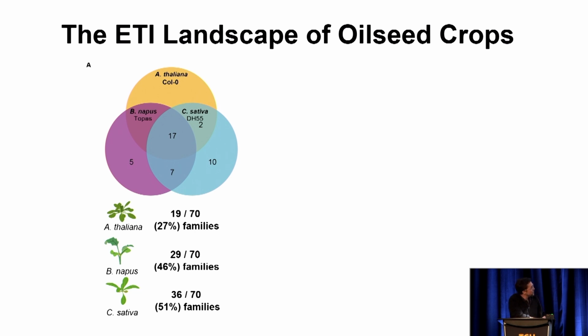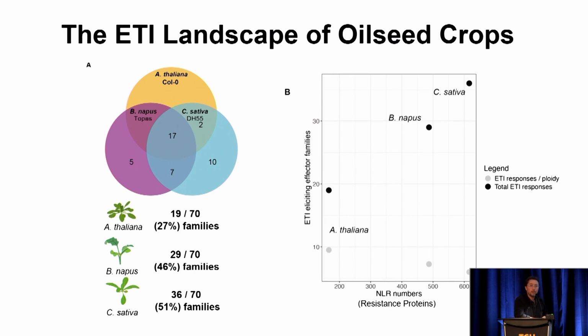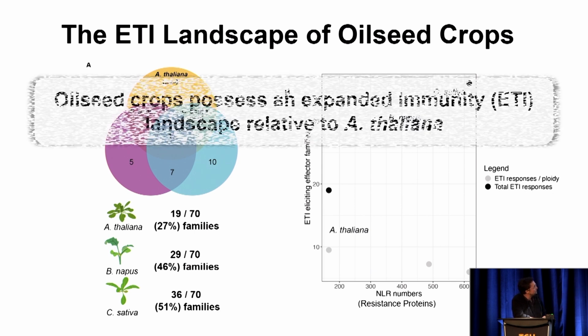And what was really intriguing is this actually correlates with the number of resistance proteins in each one of these crops. And the resistance proteins increase with ploidy. So Arabidopsis is diploid, canola is tetraploid, and Camelina is hexaploid. And the number of resistance proteins goes up with your ploidy. So does the NLR number, the resistance protein number, and the number of immune responses. So you get a correlation.